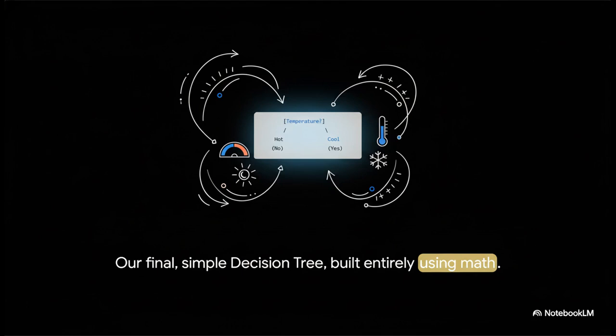And there you have it, our finished, beautiful little decision tree. It's so simple. All it does is ask about the temperature. If it's hot, we don't play. If it's cool, we do. And the coolest part? The algorithm figured this out all by itself just by using math to find the question that created the most order.